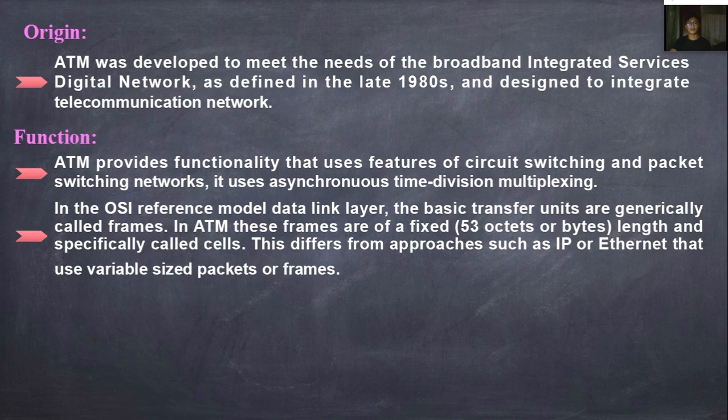In the OSI reference model, the basic transfer units are generally called frames. In ATM, these frames are of a fixed length of 53 octets or bytes and are specifically called cells. This differs from approaches such as IP or Ethernet that use variable size packets or frames.